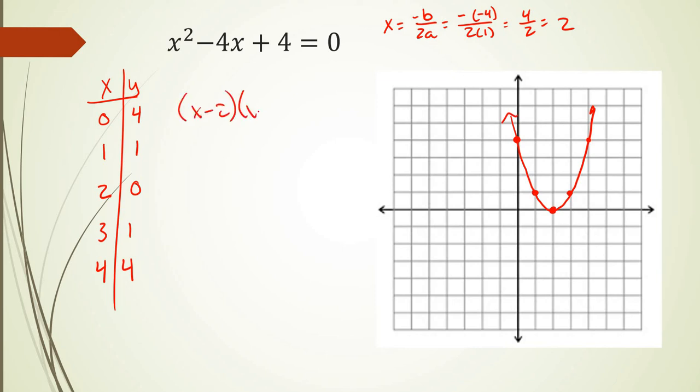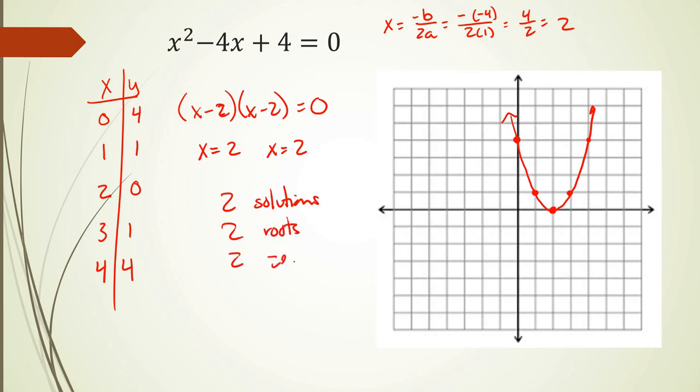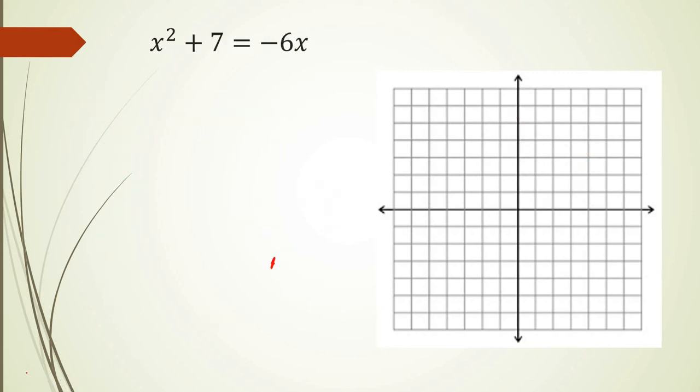Again, one x-intercept, but look again what happens if I factor this, x minus 2, get x equals 2, x equals 2. Again, two solutions, two roots. Another way to say it is two zeros. Those all mean the same thing, but there's only one x-intercept on the graph because they are duplicate solutions. Okay, let's look at one more here.